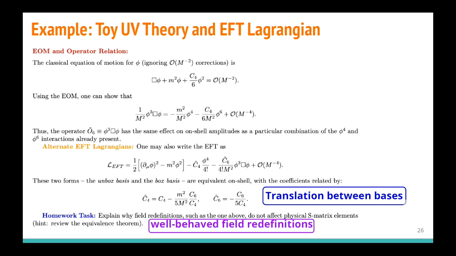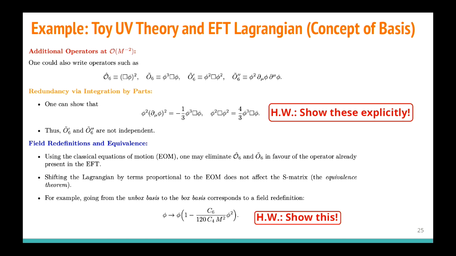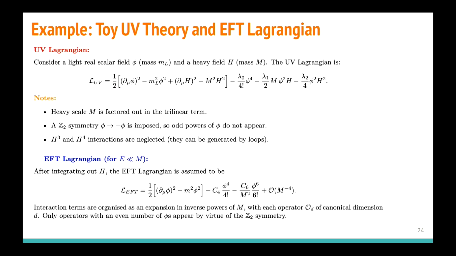Oh, this is from the EFT Lagrangian. We can see explicitly this C4 by 6. Yeah, this is from the EFT Lagrangian. And if we multiply this term by phi cube, we will be able to trade off phi cube box phi in favor of phi to the power 4 and phi to the power 6, and there will be an order m to the power minus 4 term. So, we have been able to successfully remove all of these operators in favor of phi to the power 4 and phi to the power 6. Is this clear to everyone?